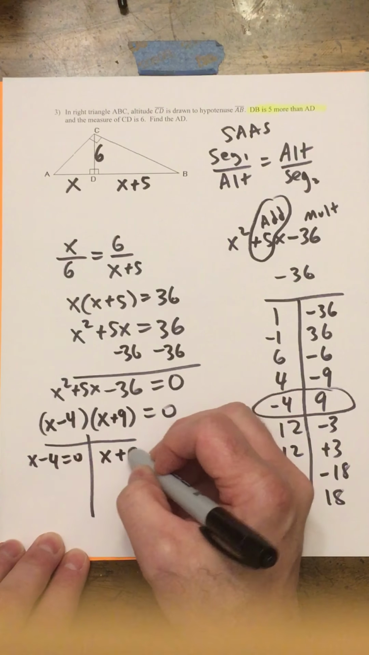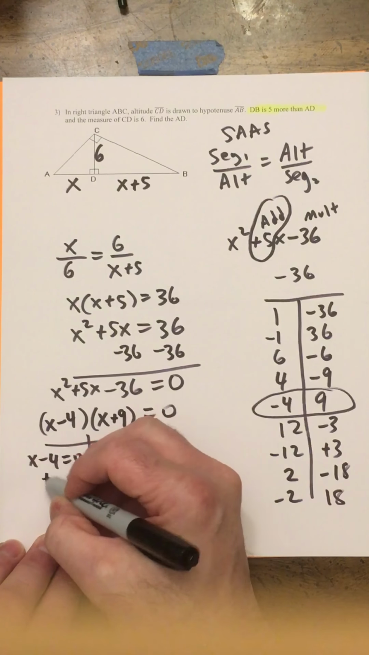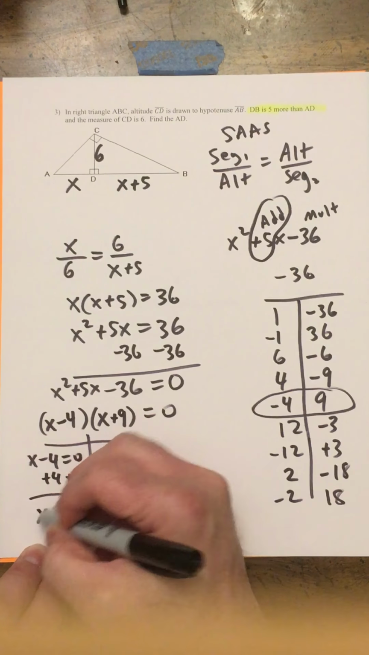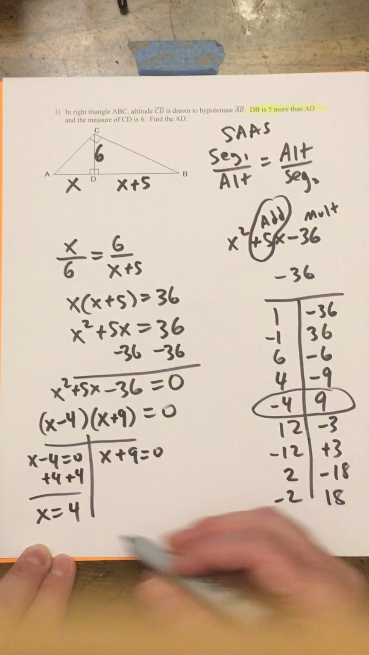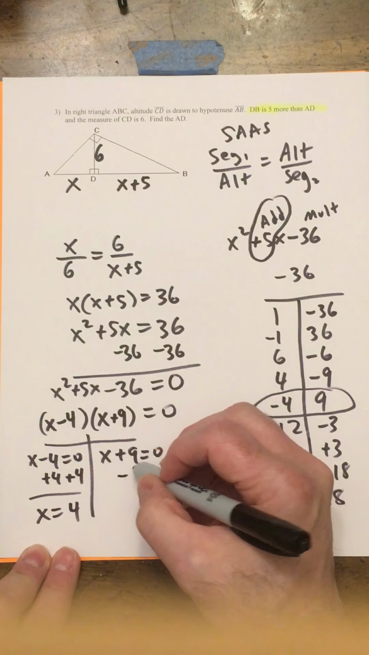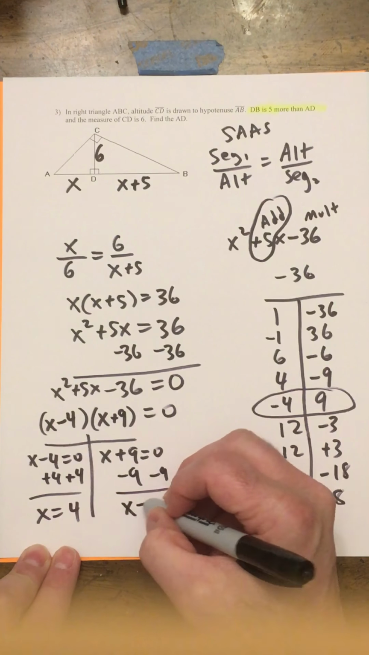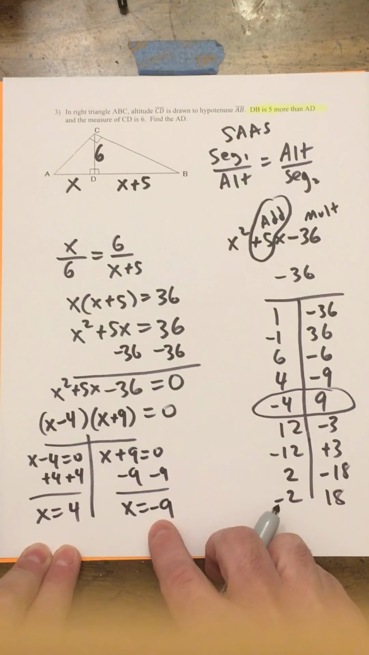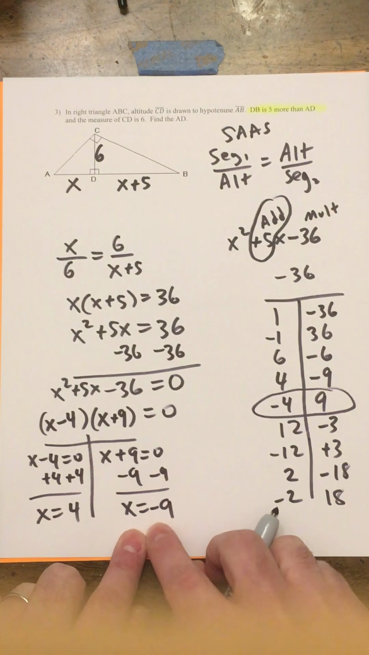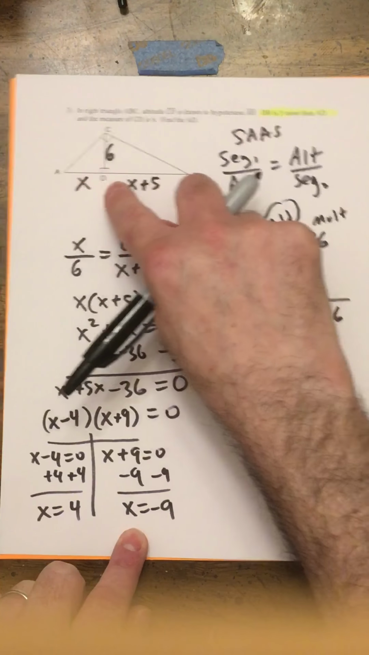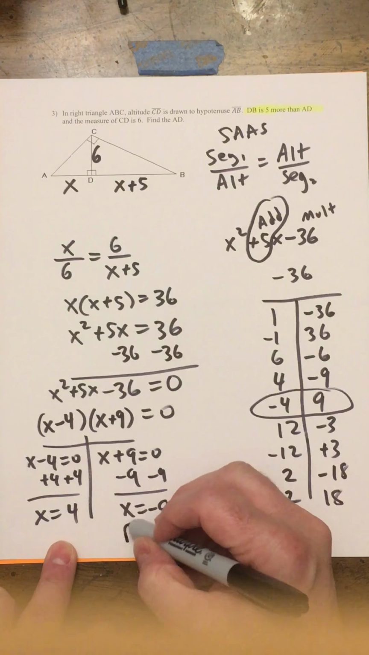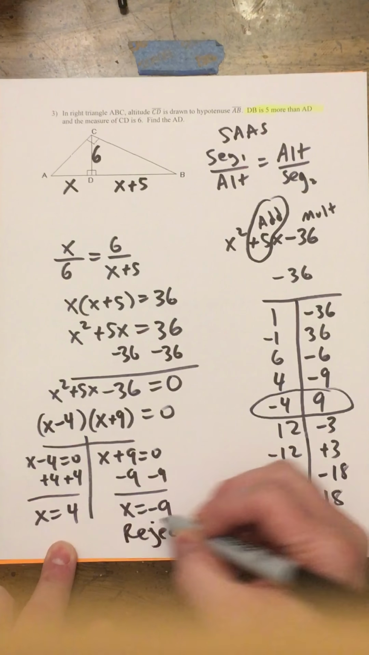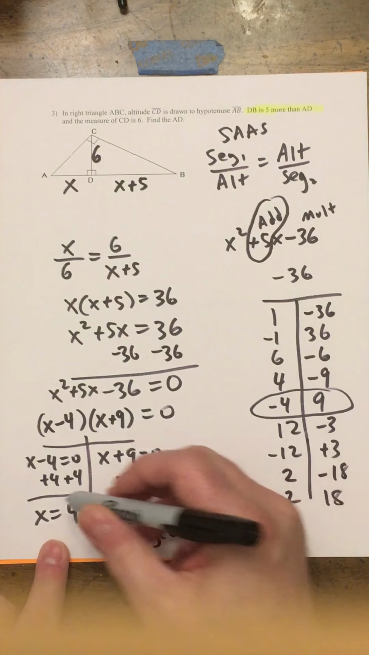Make them both equal to 0. Add 4 to both sides. You can get x equals 4. And that's a possible answer. Let's see about this one. Minus 9, x equals negative 9. Well, that's not a possible answer. Why not? You can't measure the length of something with a negative number. So we'll call this a reject, thankfully, because we don't want 2 possible answers.